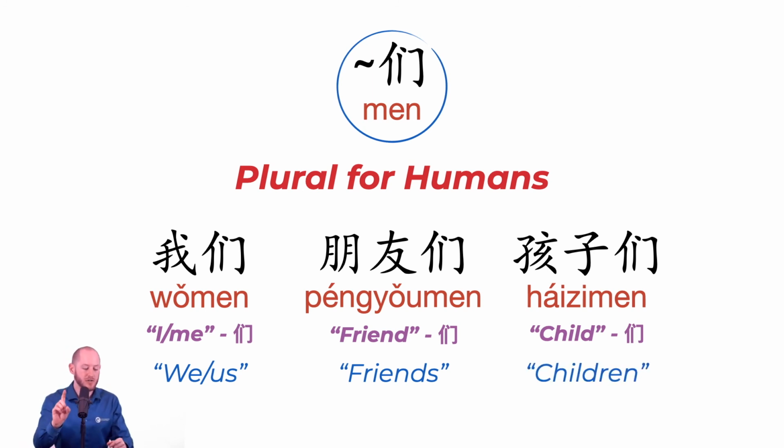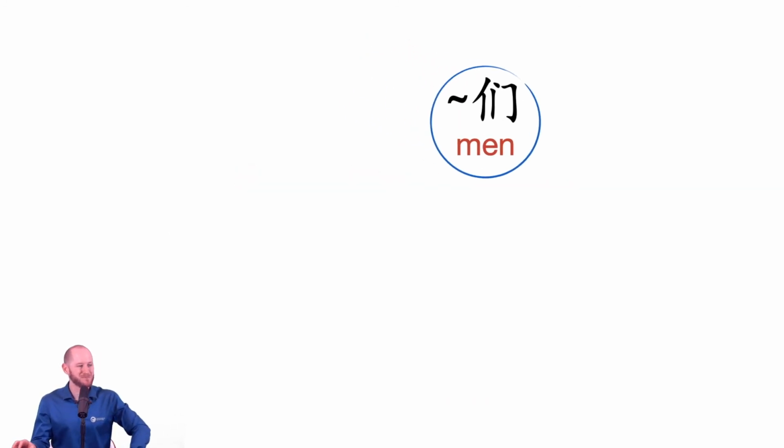So a good thing to recognize is this. The word for hello in Chinese is 你好, if you're talking to one person. If you're talking to 3 people, if you walk into a room and there are 3 people there, you don't say 你好 because there are 3 of them. You say 你们好. 你们好. And that's how you can remember that this men is very important for pluralizing humans.